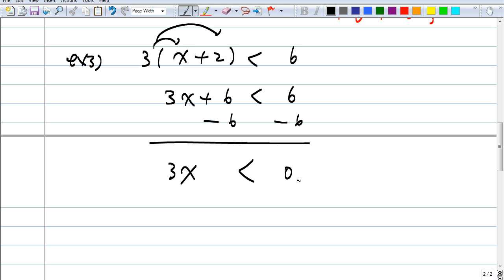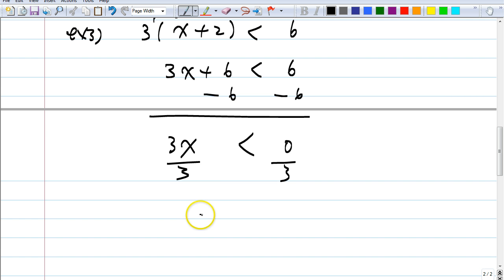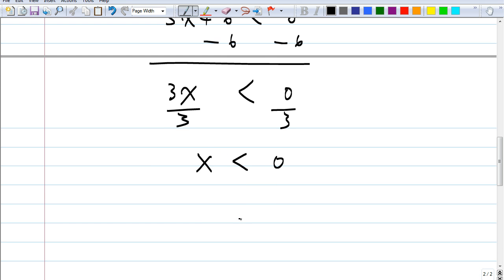Yes. Divide by 3 is correct, because 3 is multiplying the x. To undo multiplication, you divide. So we get x is less than, what's 0 over 3, guys? By the way, do I reverse this inequality symbol? No, you don't. You're not dividing or multiplying by a negative.